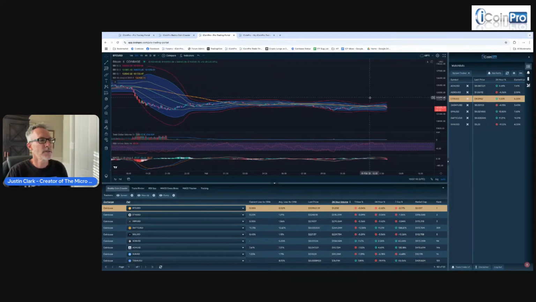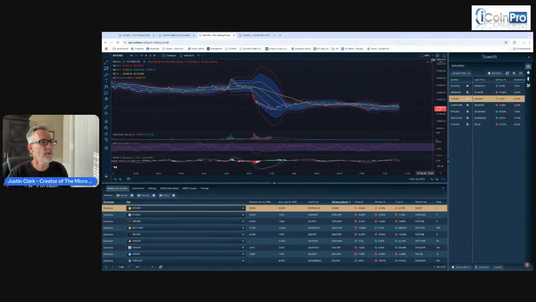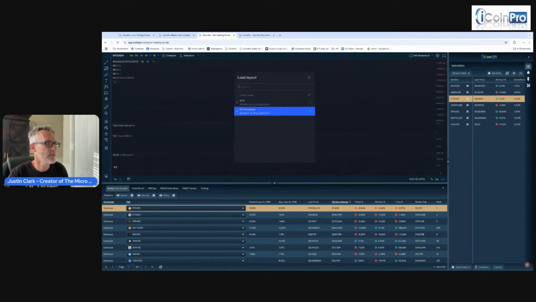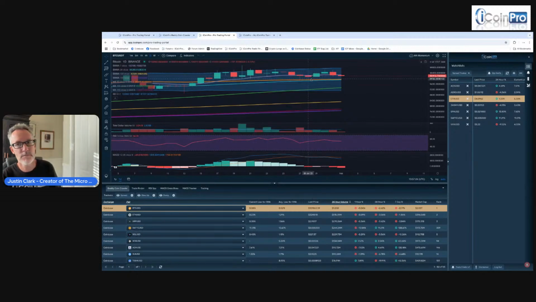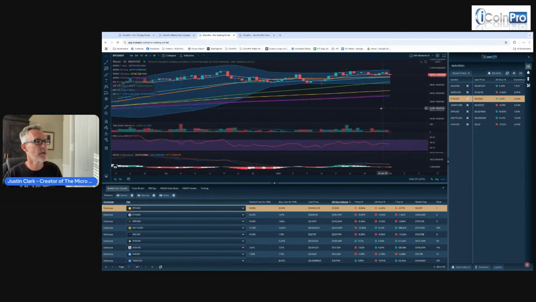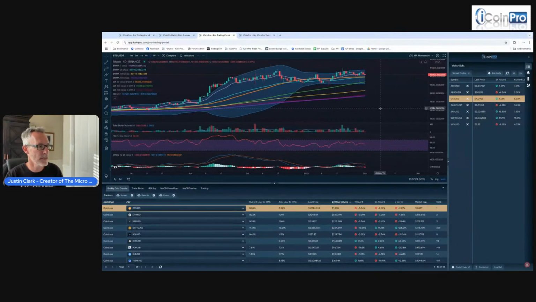In our software, this is the iCoinPro trading portal. I'm going to go ahead and flip over here, click on load chart layout, and switch over to the MA Momentum chart. And we're going to take a look at this and see exactly what's going on.